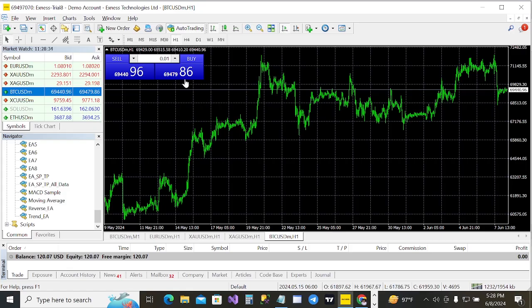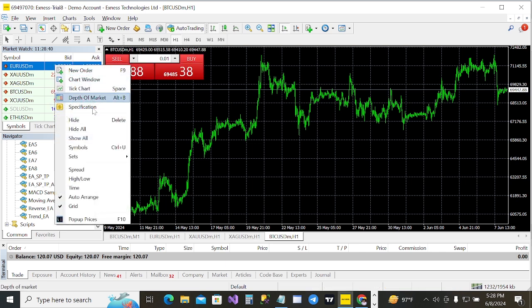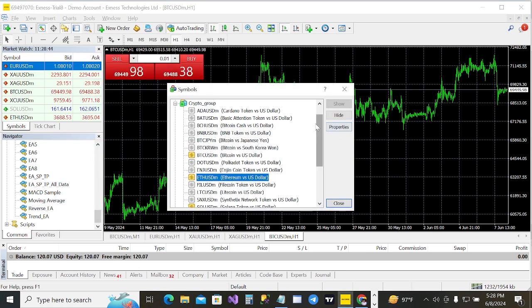Choosing the right lot size. Choosing the right lot size depends on your account size, risk tolerance, and trading strategy. Beginners often start with micro or nano lots to minimize risk, while more experienced traders might use standard or mini lots for higher potential returns.